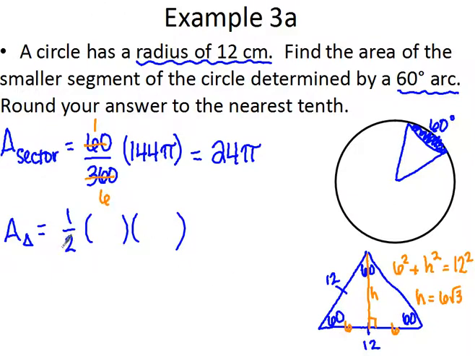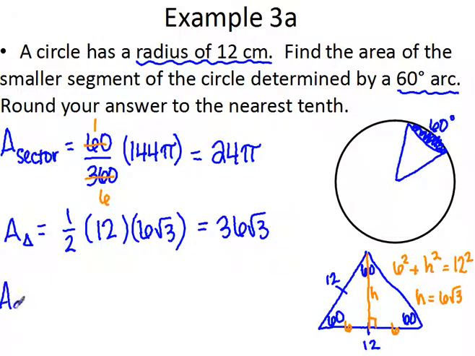Alright, so we go back to our formula. We do 1/2 times the base, so the base is 12. The height, we found 6 root 3. So we're going to do the math. We'll do 1/2 times 12 and get 6 times 6 root 3, we get 36 root 3.